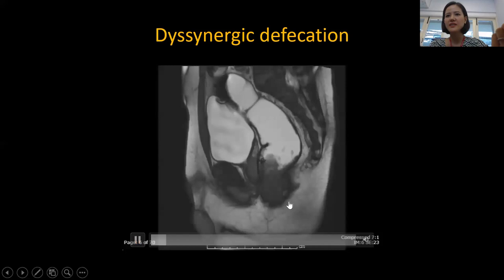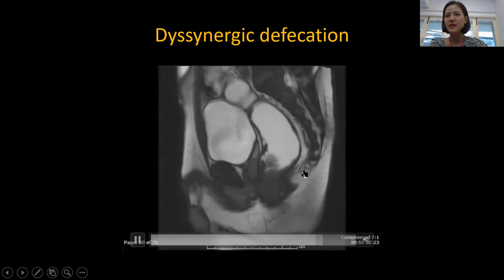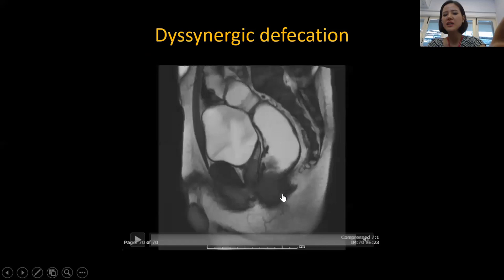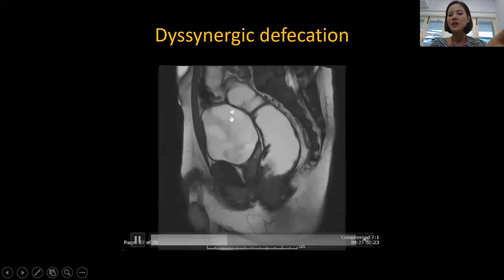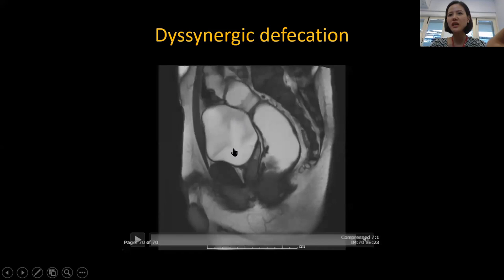This is another case. You can see narrow anal canal and not increased ARA after defecation. Because the patient defecates in supine position, we will question whether the patient cannot evacuate from inadequate straining, or the patient has dyssynergic defecation. We can differentiate between these conditions by whether you see the swirling urine flow in the urinary bladder, that means adequate straining effort.